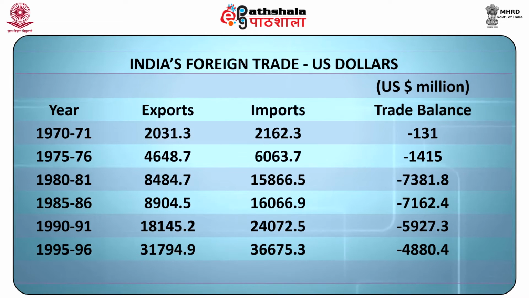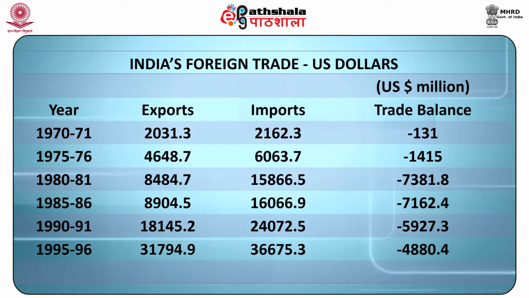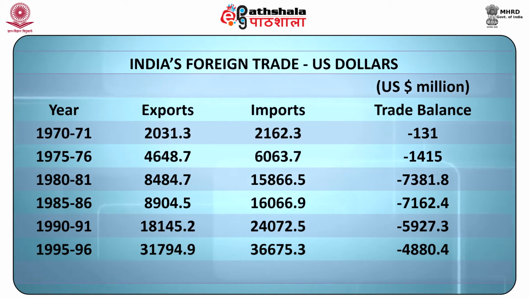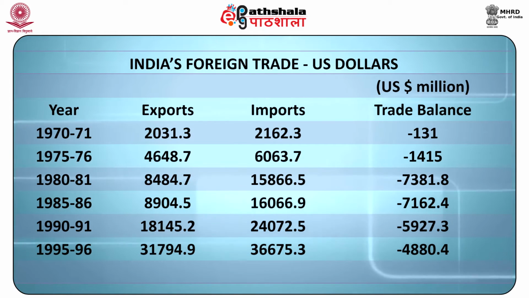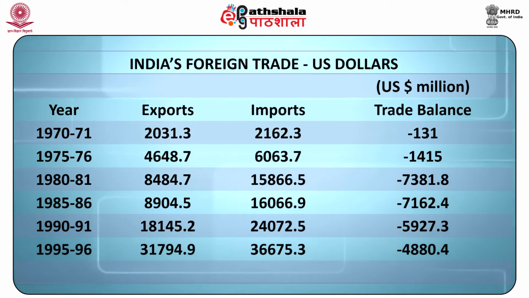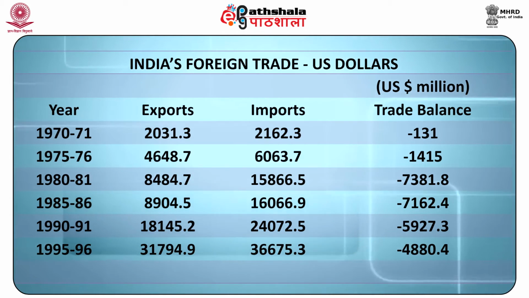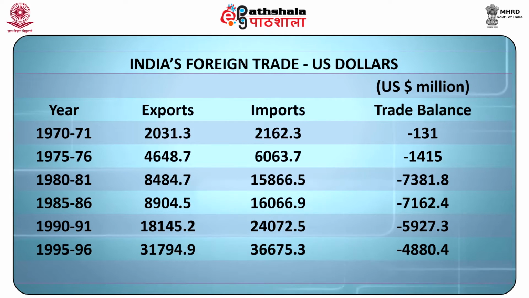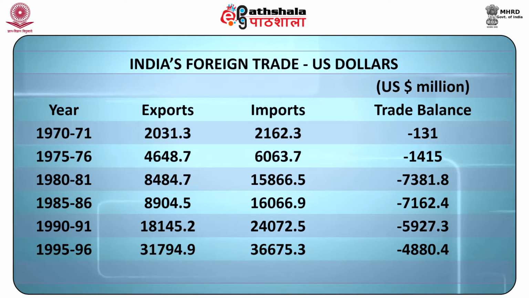If we look at India's foreign trade in US million dollars, given in the table, we find that in 70-71 the exports were 2031.3, imports 2162.3, a trade balance of -131. In 75-76, the exports were 4648.7, imports 6063.7, trade balance a negative 1415. In 80-81, the exports were 8484.7, imports 15866.5 and the trade balance -7381.8. In 85-86, exports were 8904.5, imports 16066.9 and trade balance -7162.4.